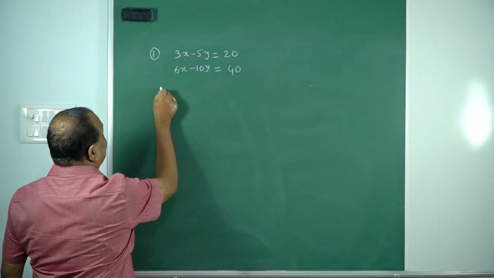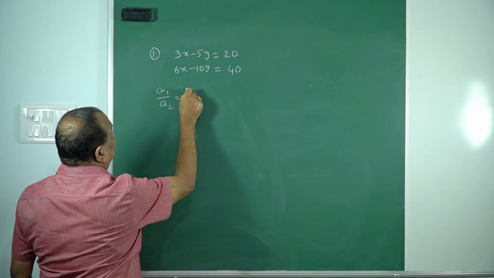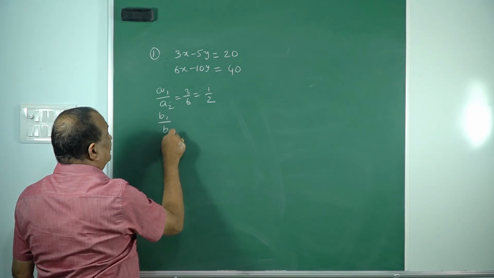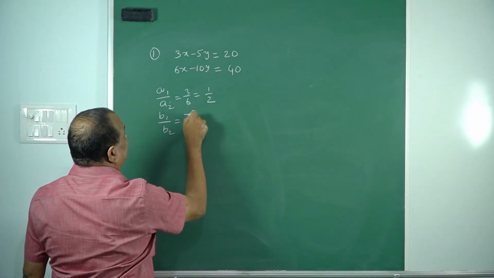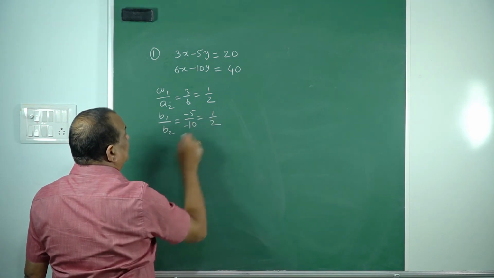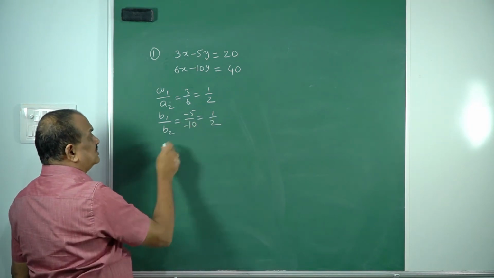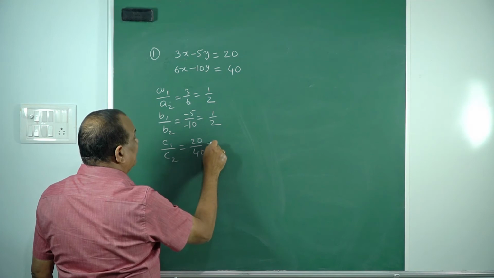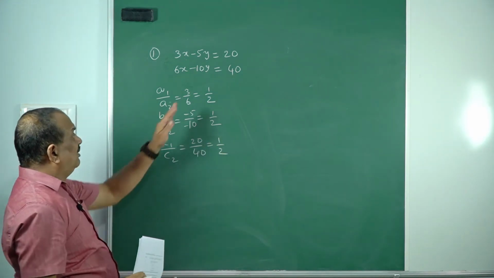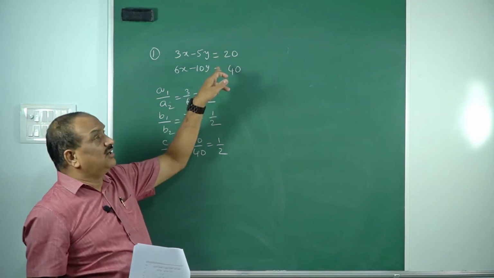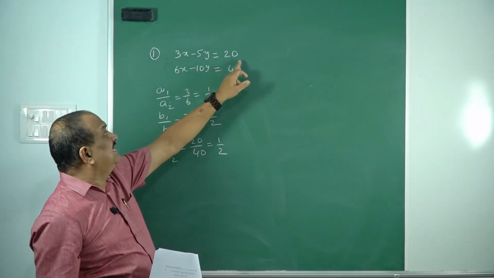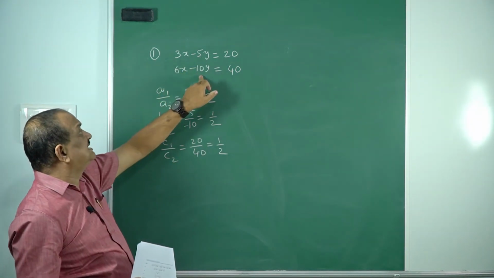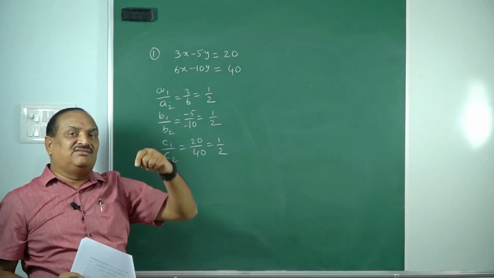A1 by A2 is 3 on 6, same as 1 on 2. B1 by B2 is minus 5 on minus 10, it is again 1 on 2. Minus goes off, 5 ones are 5, 2s are 10. Come on, C1 by C2, you can say 20 on 40, it is again 1 on 2. So if all three are the same, the lines are not different. He took the first line and multiplied throughout by 2. 2 times 3x is 6x, 2 times minus 5y is minus 10y, 2 times 20 is 40. So he took the first equation and multiplied throughout by 2.